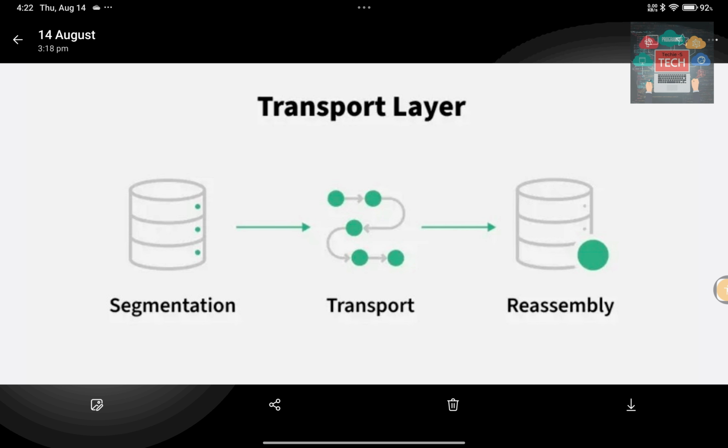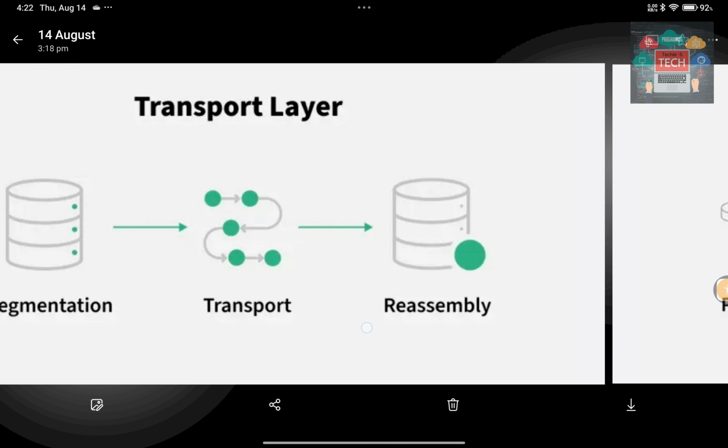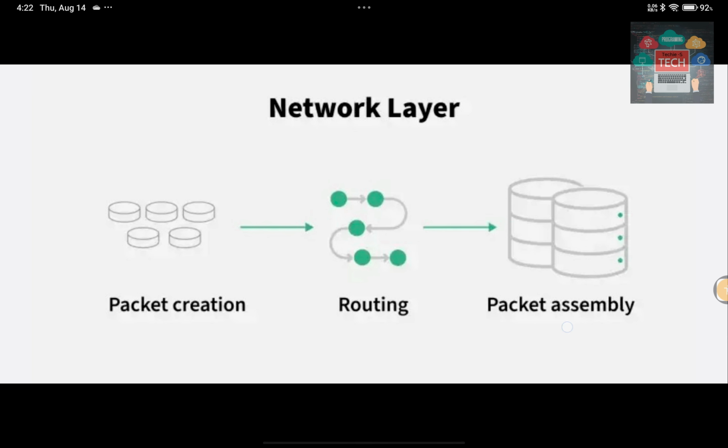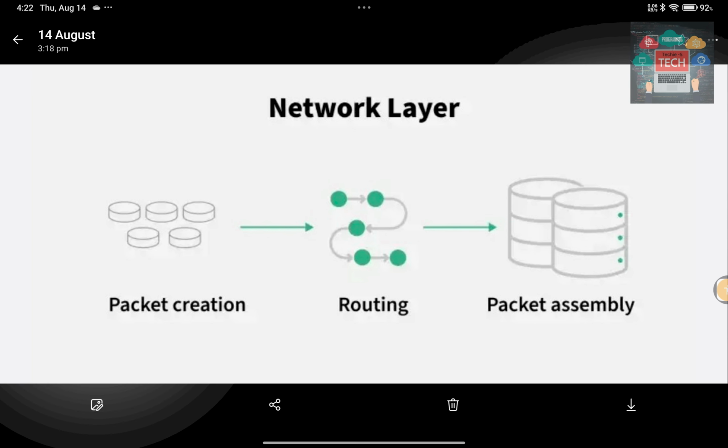How does this transport layer work in the OSI model? Okay, I just forgot to tell you about the network layer. We were working on the network layer, and I forgot to show this image. In the network layer, packets are created, and there are routers and switches. The packets go through the routers and switches, the packet is assembled, and then delivery to the receiving computer is done.